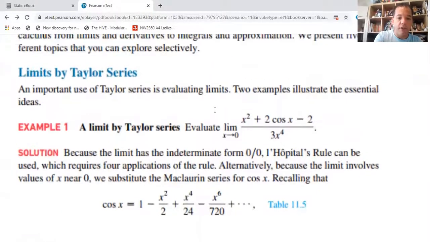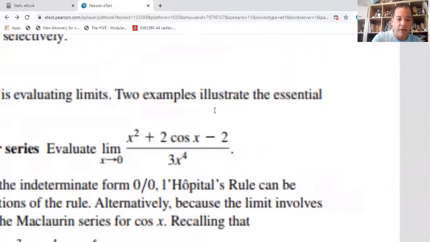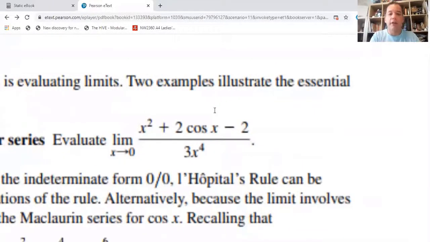So it says a limit by Taylor series. Evaluate this limit over here. X squared plus 2 cosine x minus 2 over 3x to the 4. Now, this is one of those limits where you could use L'Hopital's rule if you wanted to, right? The problem is you're going to have to apply L'Hopital's rule several times, right? And in this case, not that many times. It's only going to be, I think, 4 times. We need to apply L'Hopital's rule 4 times.